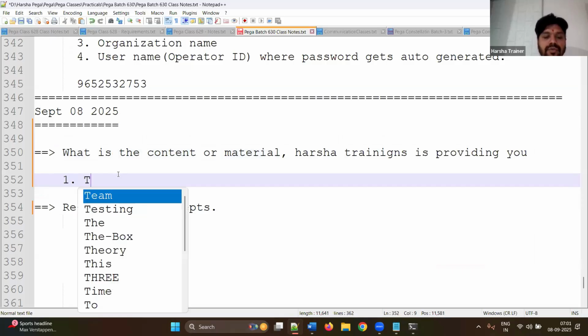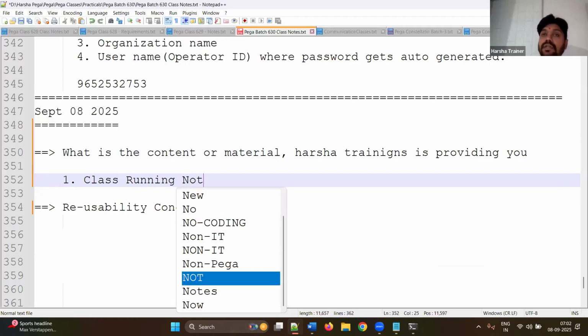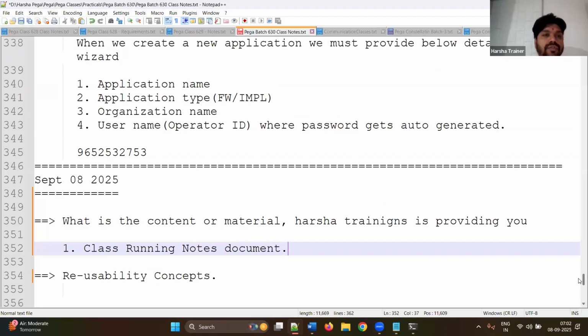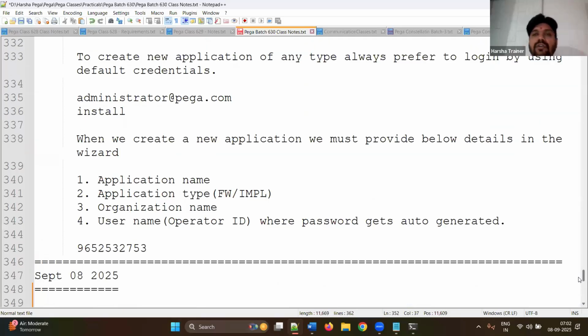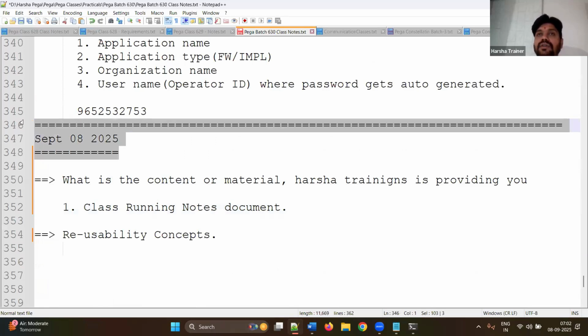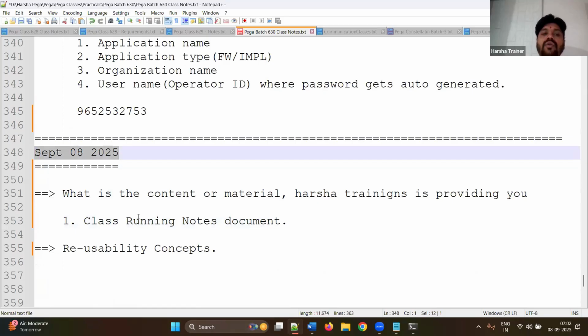So we are providing you a class running notes document. The document where I am typing now is the class running notes document. This document is going to help you quickly revise what has happened on a specific day. Every day you'll receive the updated document. If you have missed a session, or you want to revise some session, you search by that date, and you'll come to know what topic we have discussed.